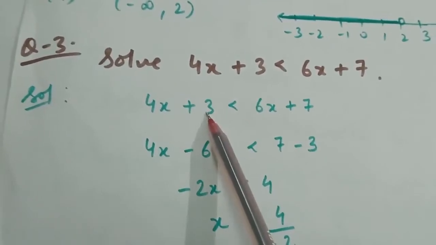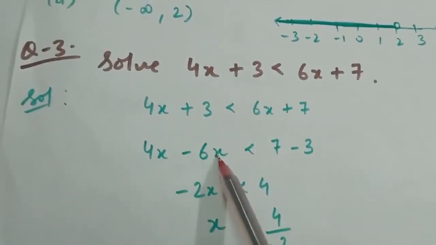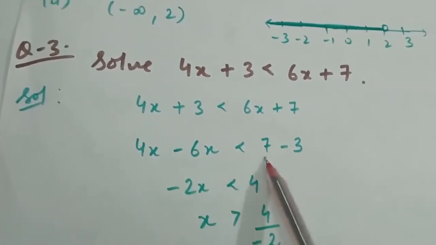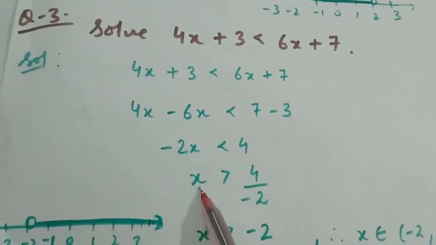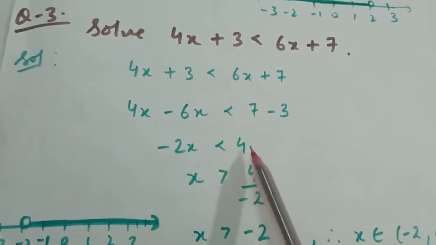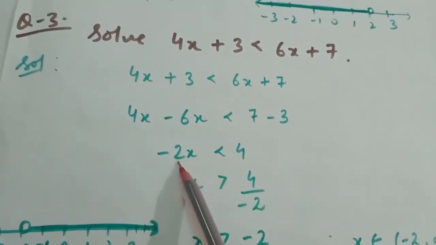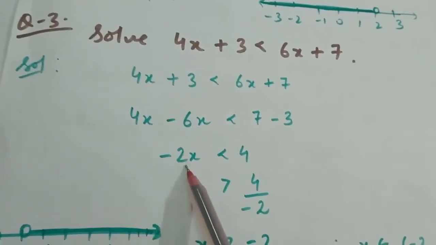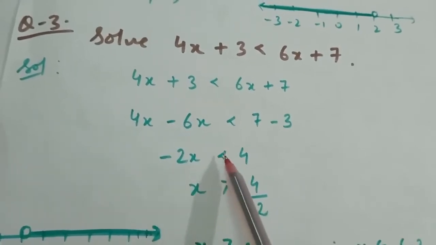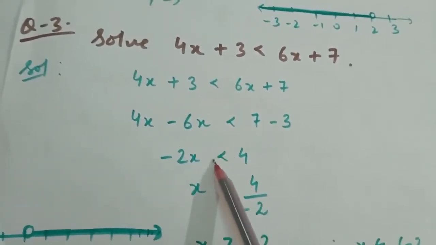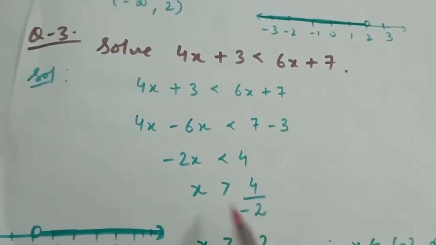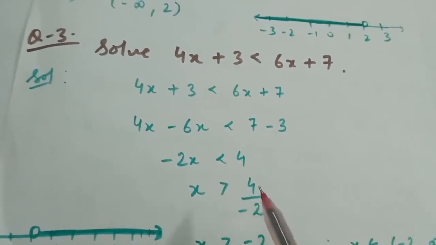So taking this inequality, take minus 6x this side and 3 that side. This will now be -2x < 7 - 3, which is 4. Now what will you do? You have to find the value of x, so you have to divide both the sides by minus 2. Be careful, we are dividing by a negative number, so the sign will change, right? Here it is less than, now it will be greater than: x > 4 upon minus 2, because we have divided by the negative number.